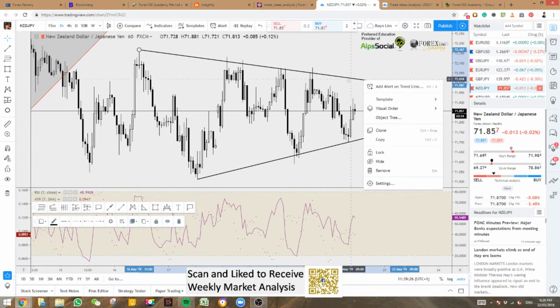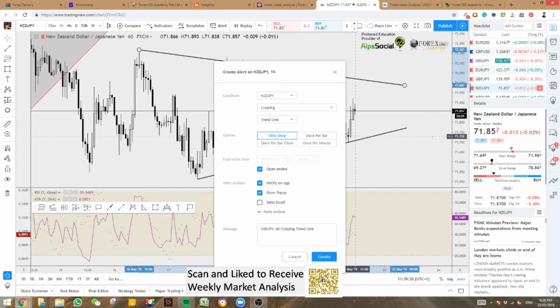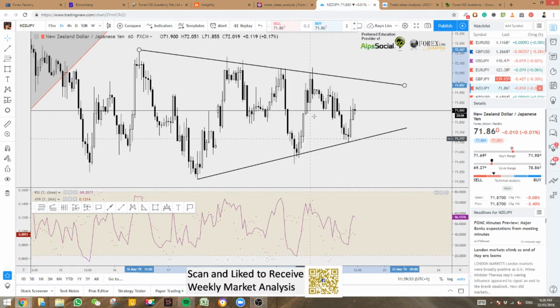What I can do, and I think not many platforms can do this, I click on the trend line. And I can do this: New Zealand yen, 1 hour chart. I can use this symbol, isn't it wonderful? Sideways consolidation, short. Alright, so once it's set, you will see this symbol is based off this trend line.